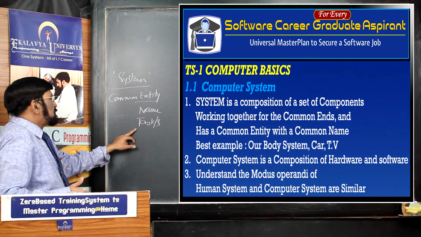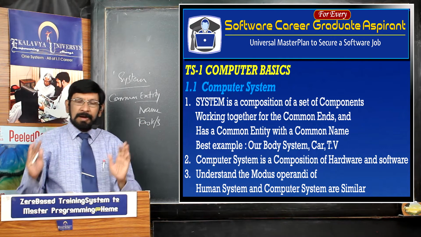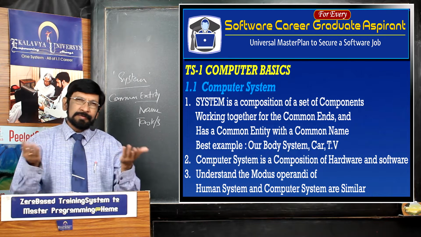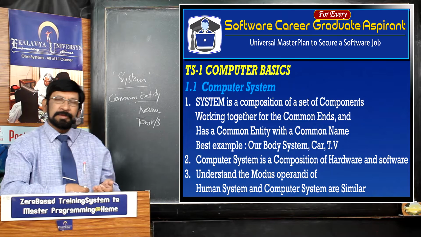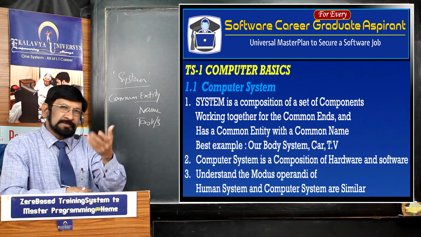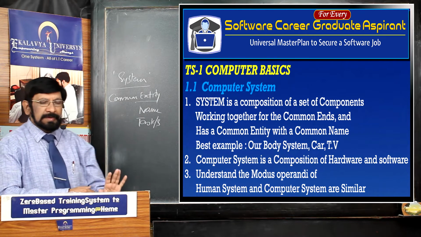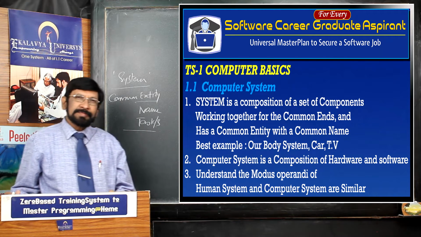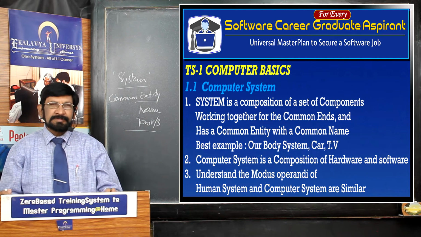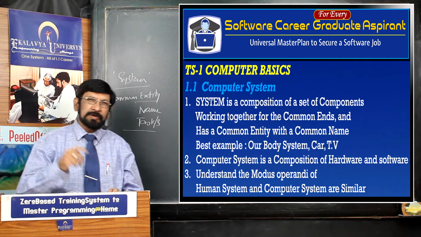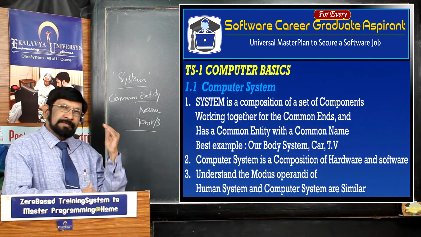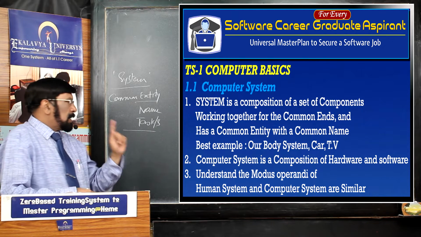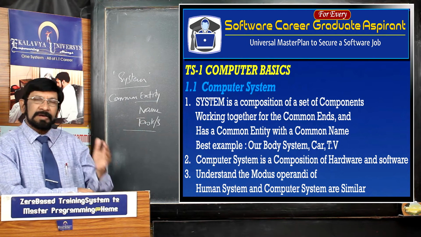Okay. Thereafter, it performs common tasks. Common task means what we are using a car for, you know, for driving, for traveling and carrying persons and goods. So this way you have to understand. Okay, that is the system. Now a TV, a TV is a set of 30-40 components, and it is having a common entity, and it is having a common name, and it performs a common task or tasks.